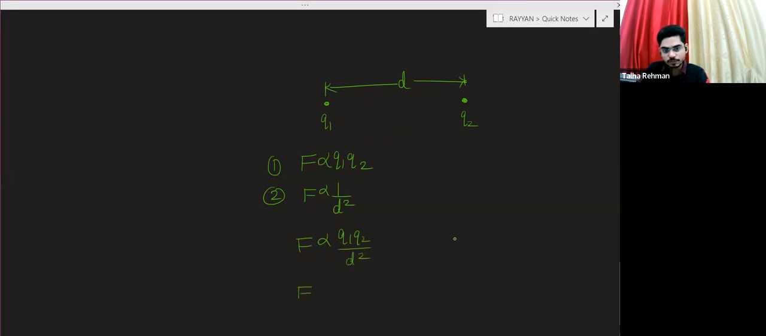Now, when you remove the proportionality sign, you get a constant, and at that time I told you k is equal to 1 upon 4 pi epsilon naught. But this is not the whole truth. Why? Because the medium will not always be air. Suppose I have kept these two charges in oil, or in any other medium.